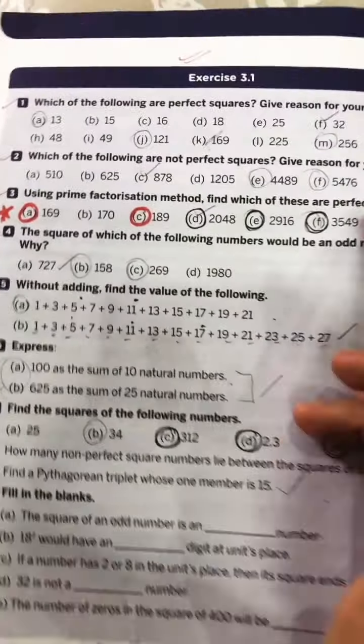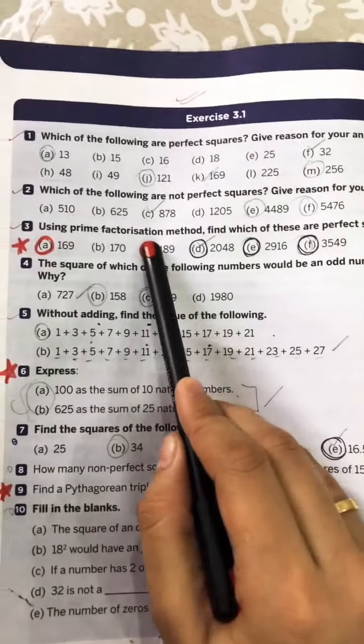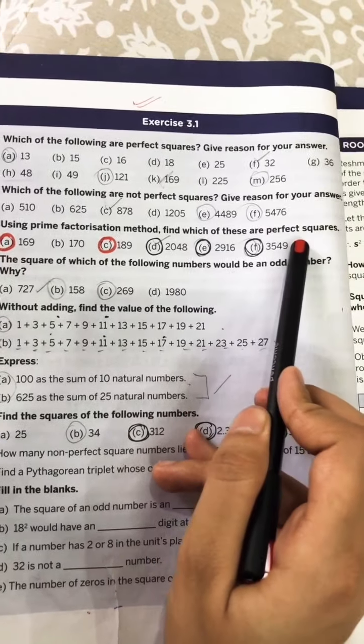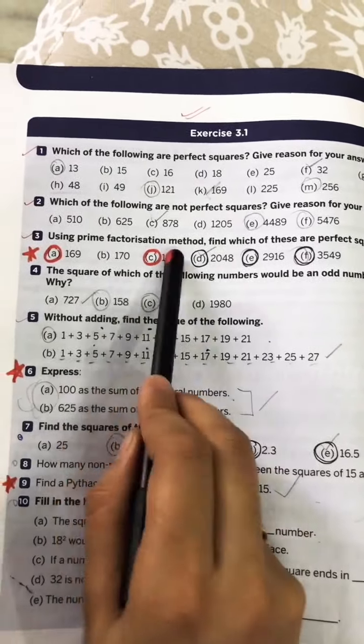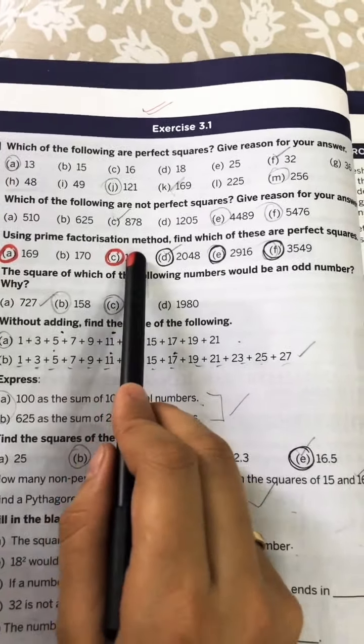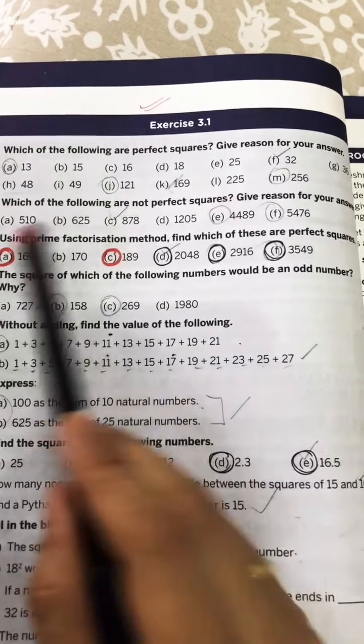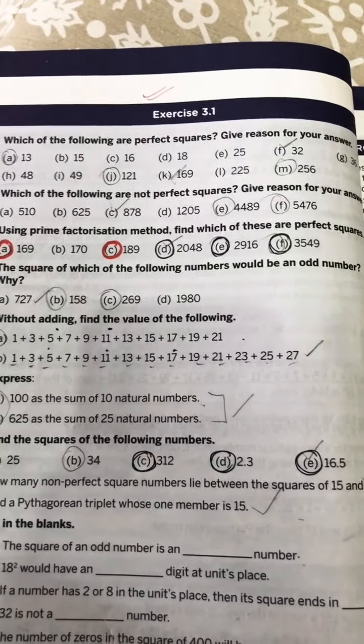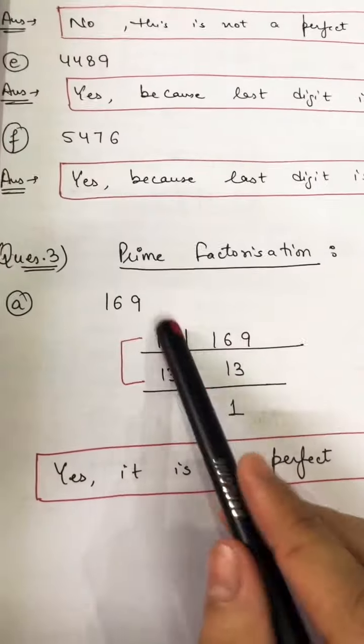Next question is, using the prime factorization method, find which of these are perfect squares. Prime factorization method means the LCM method. You have to check whether these are perfect squares or not. Now the first is 169.